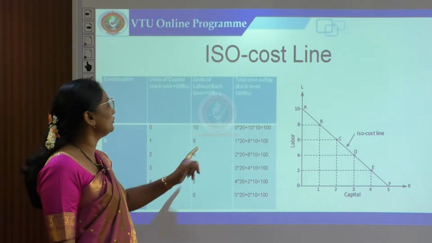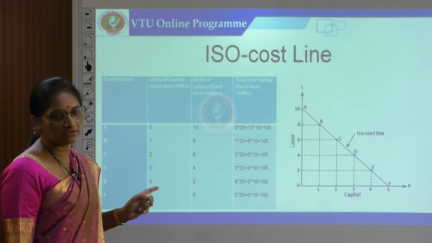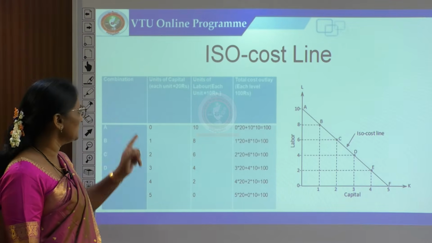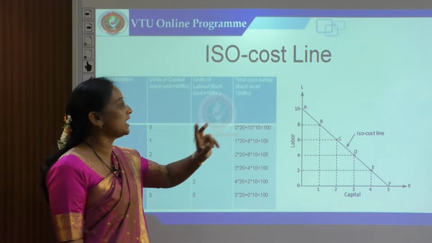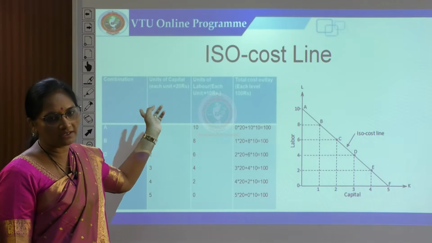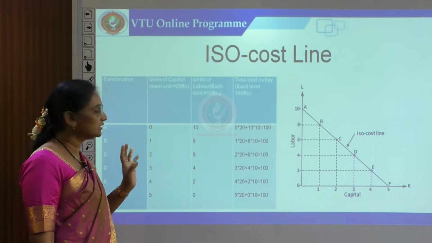And here in this column we are measuring units of labor, each unit price is 10 rupees. The labor unit price is 10 rupees, capital unit price is 20 rupees. Then we are making the cost outlay of that. Instead of factors we are taking the price of the factors. Then we can go with the combinations.